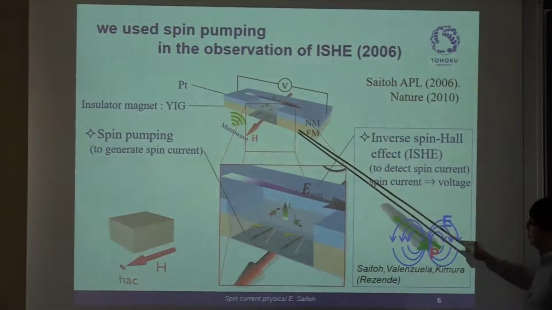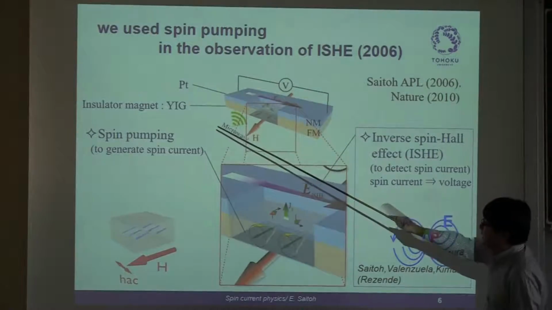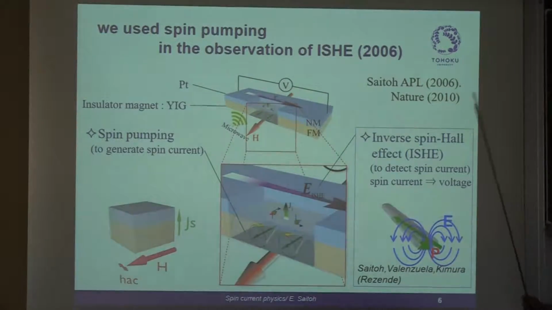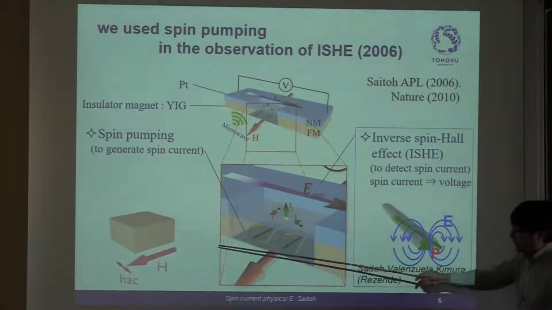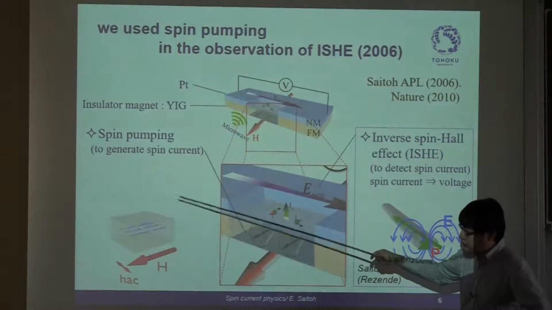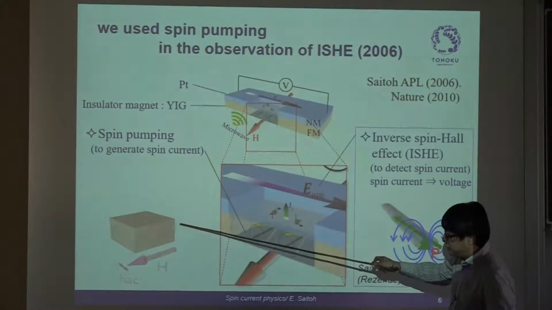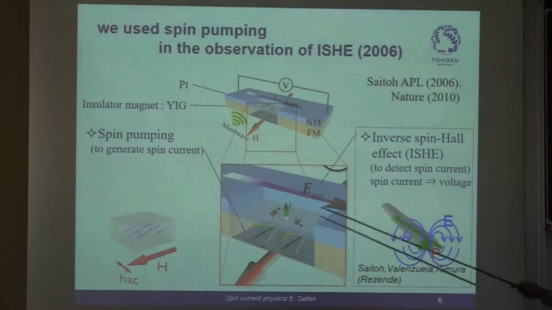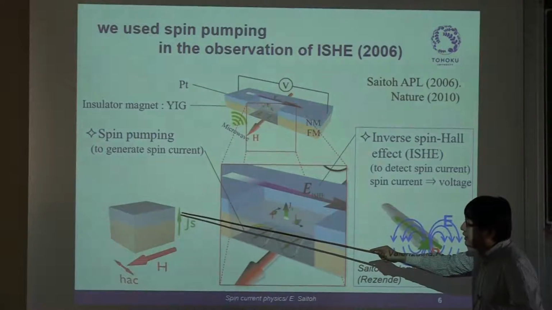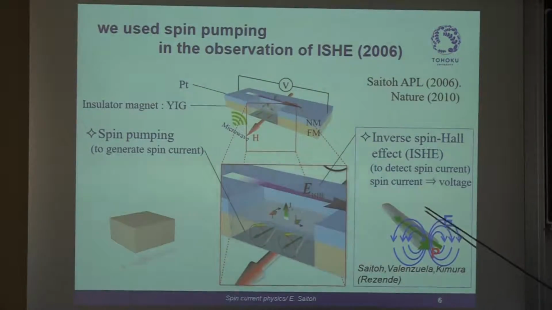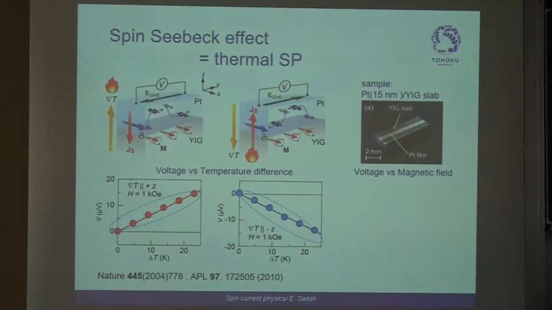Basically, this system is a ferromagnetic layer and conductor layer, like a YIG and platinum layer system. And we apply a microwave like this, and the microwave induces magnetization precession motion. And from this magnetization precession motion, the spin current is injected into the conductor. And this spin current is converted into electromotive force via the inverse spin Hall effect. Okay, so this is the fundamental configuration for spin current generation and measurement.